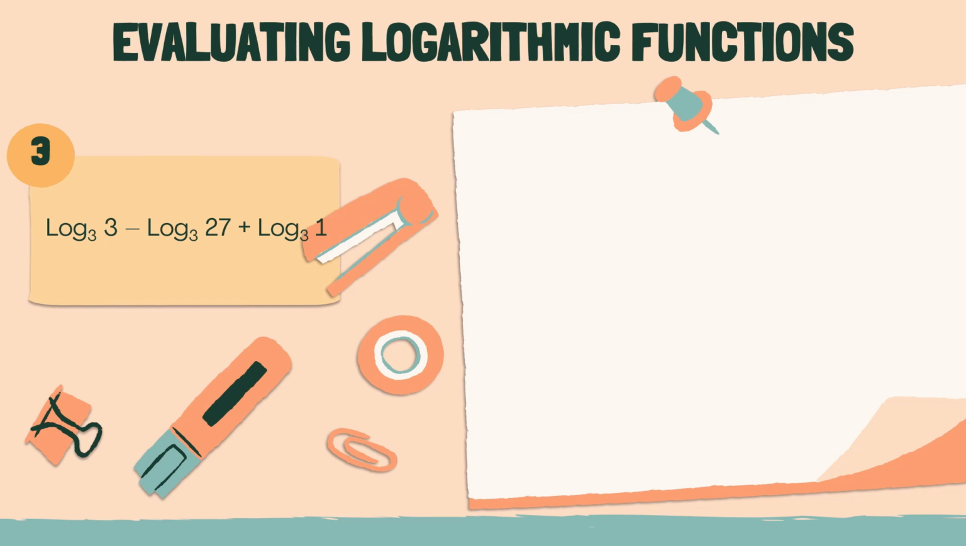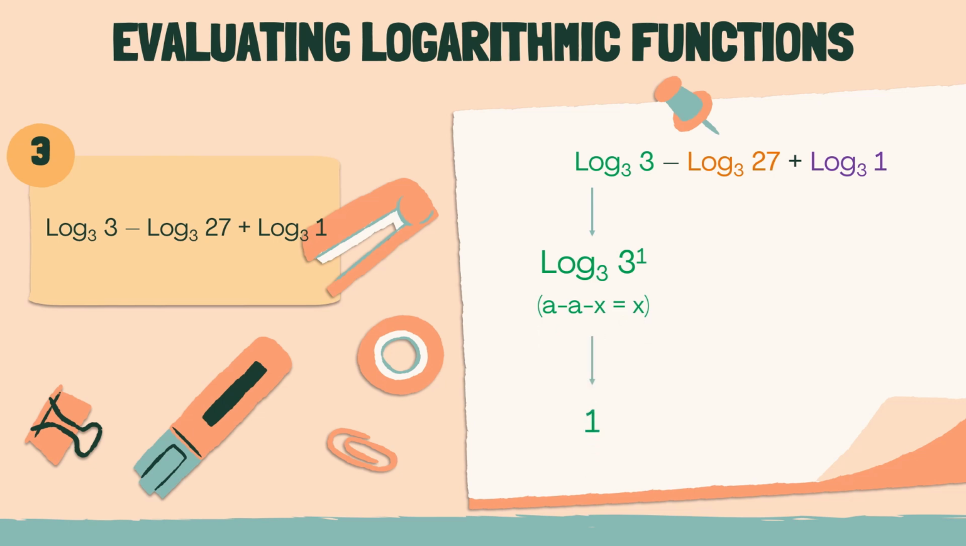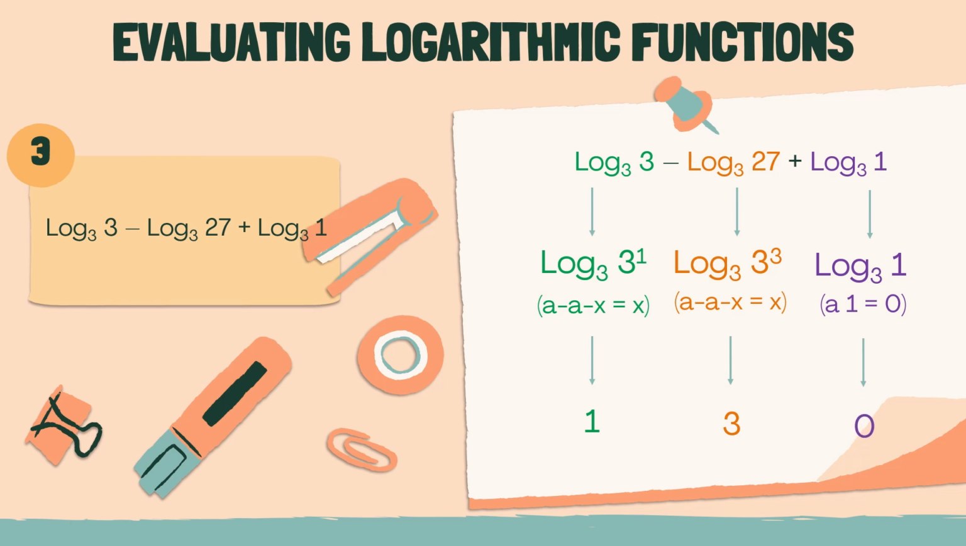Example 3. Log base 3 of 3 minus log base 3 of 27 plus log base 3 of 1. In this example, the a^(log_a x) = x and log_a 1 = 0 techniques are applied for evaluating these functions. So if they are all to be evaluated using those techniques, the answers will be 1 because the exponent of 3 is 1, 3 because when changing 27 into exponential, it becomes 3 cubed, and lastly, 0 since it applies the log_a 1 = 0 technique.